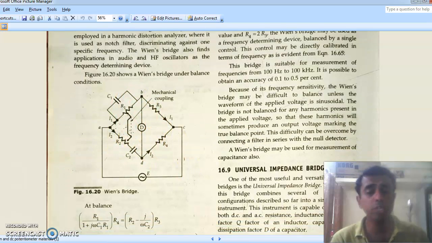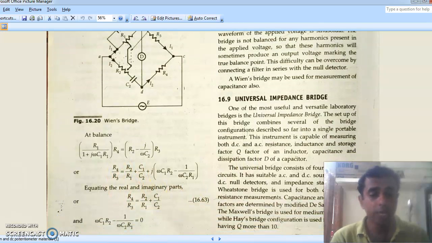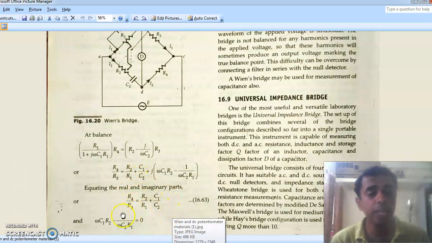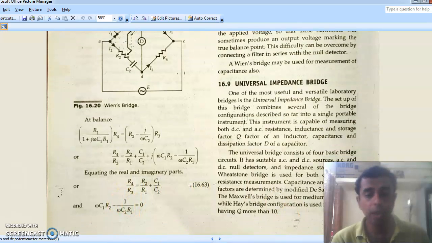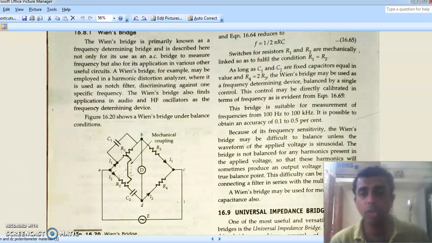Here we also use the same balance principle, that is Z1 Z4 is equal to Z2 Z3. We apply everything here and segregate the real and imaginary parts on both sides. You can see that this ratio will be equal to this ratio only at one particular frequency. Equating the real and imaginary parts, you will get this, and from that omega, the angular frequency. If omega is the angular frequency, you can find the frequency value also.